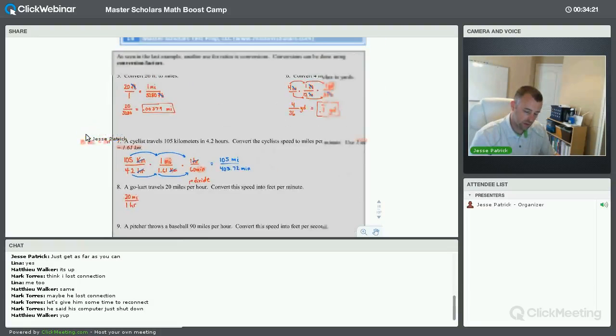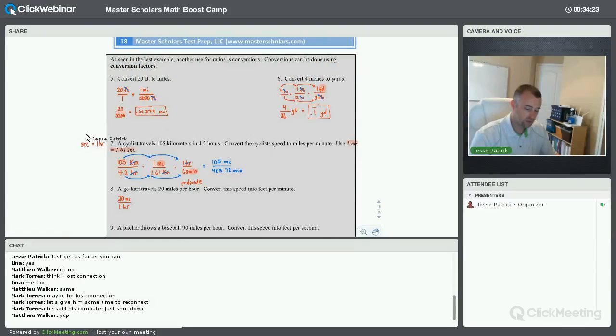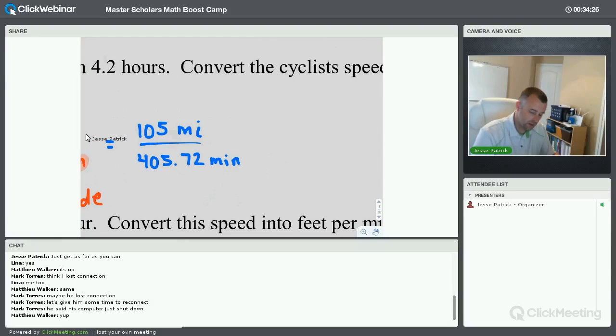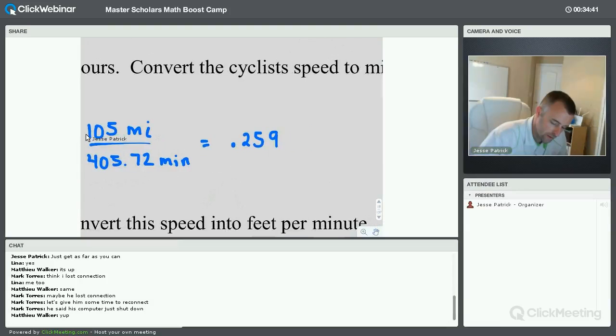This one says I want miles per minute. So I'm going to divide 105 by 405.72, and it's going to give me 0.2587. I'm going to call it 0.259. Technically, what I've done is take that number and make it a whole number in a way. Technically this is over 1. So what this is now is 0.259 miles per 1 minute.